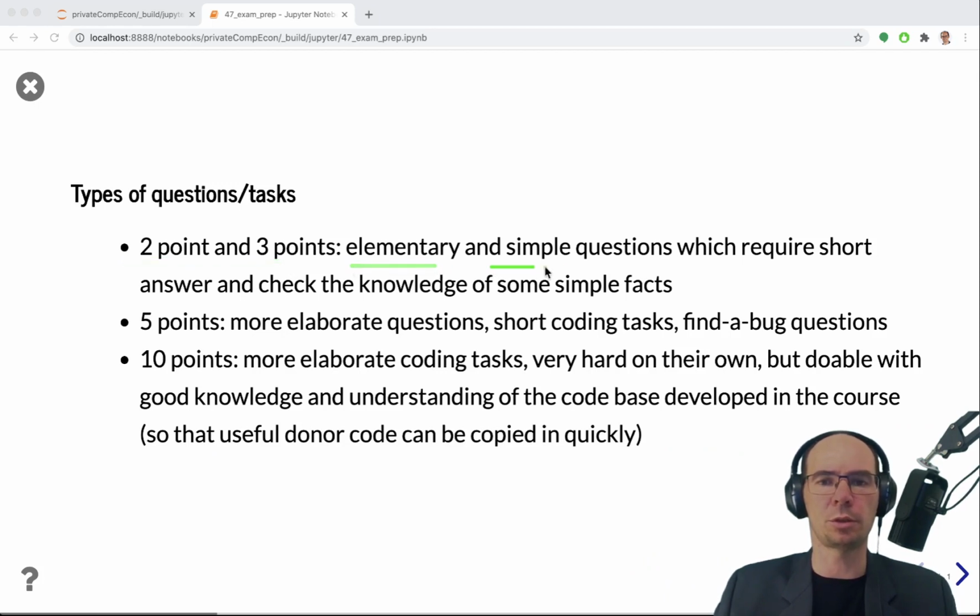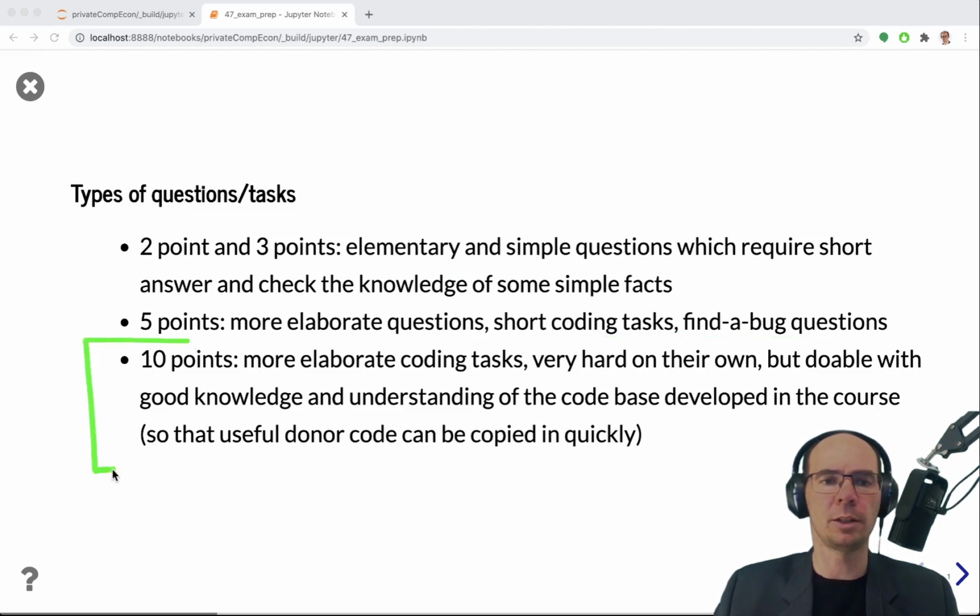They are elementary or simple questions which require a short answer to be typed, and they check the knowledge of some simple facts. So if you know the answer, and you should know the answer, then it takes no time. It just takes the time to type a few words to answer each of these questions. The 5 points questions are more elaborate, and they require a line or two of code, or they are something like find a bug in this short piece of code type of questions.